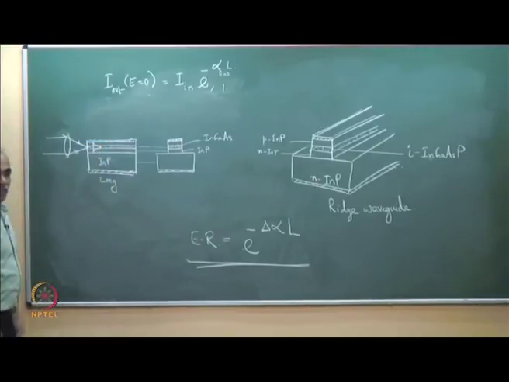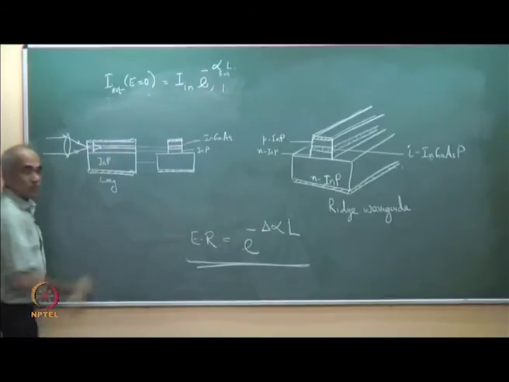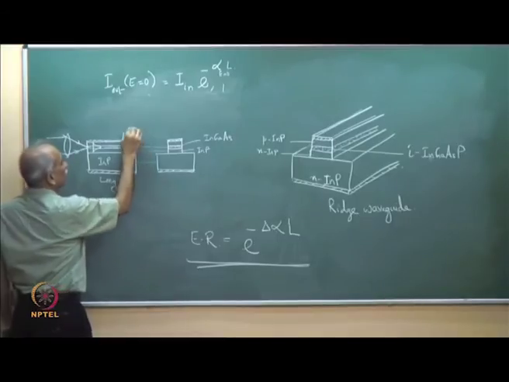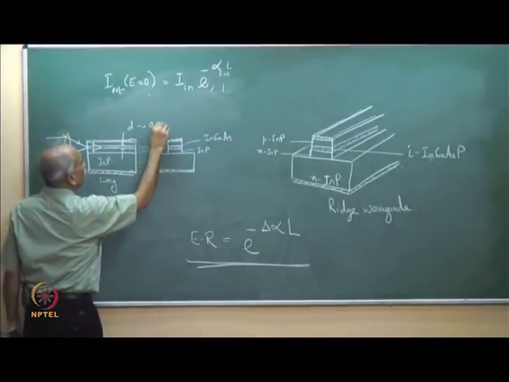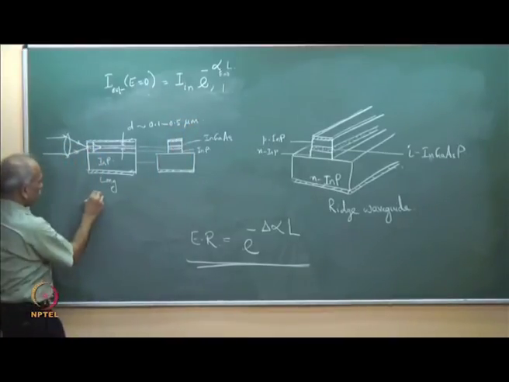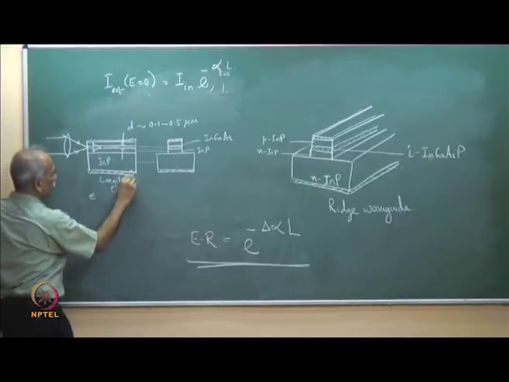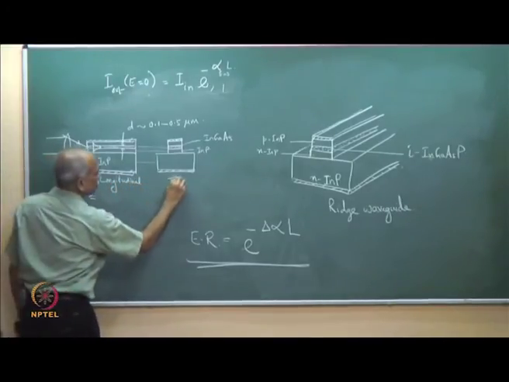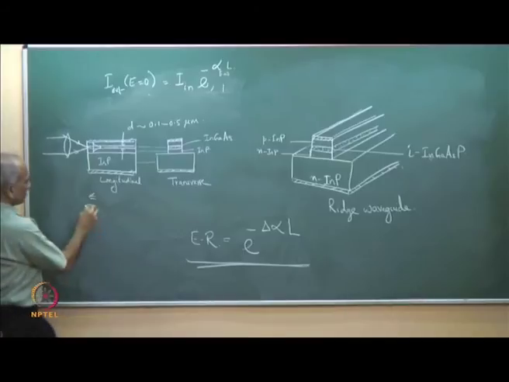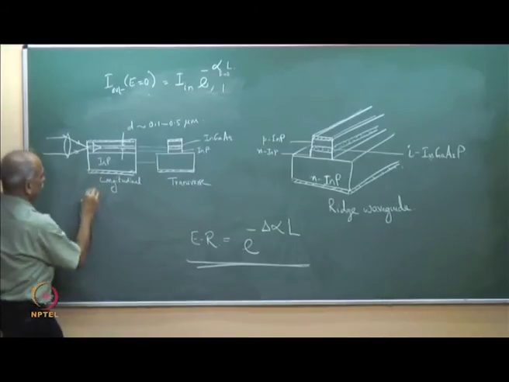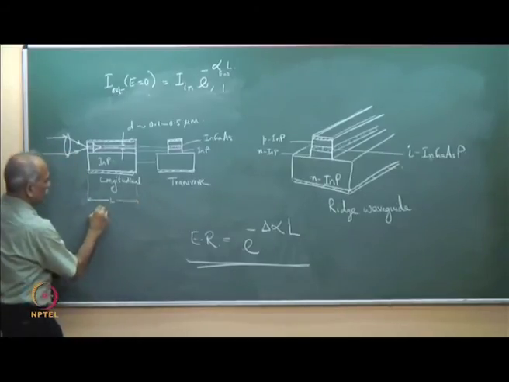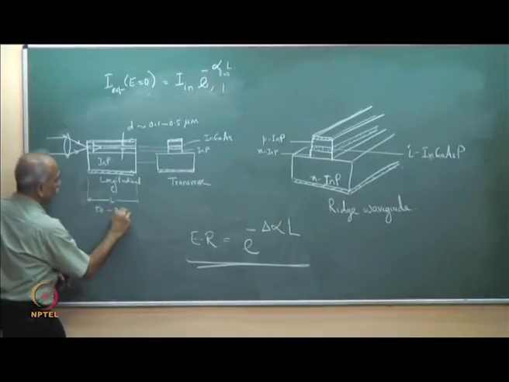So, here it is, propagating in this direction. The thickness of this guiding layer, this is D, is typically 0.1 to 0.5 micrometer. This is the longitudinal direction, and this is the transverse cross section. L, the length of the waveguide, is typically 50 micron to 200 micrometer.